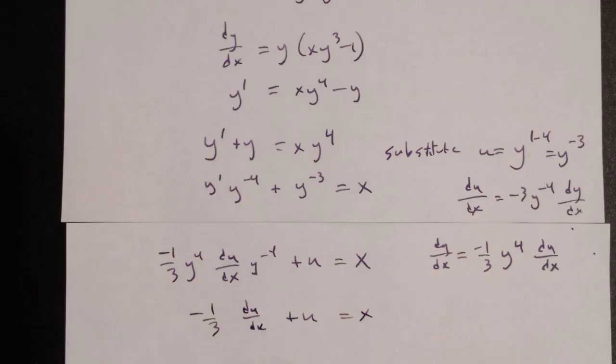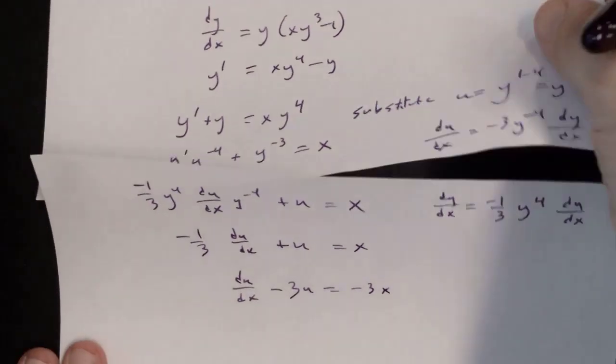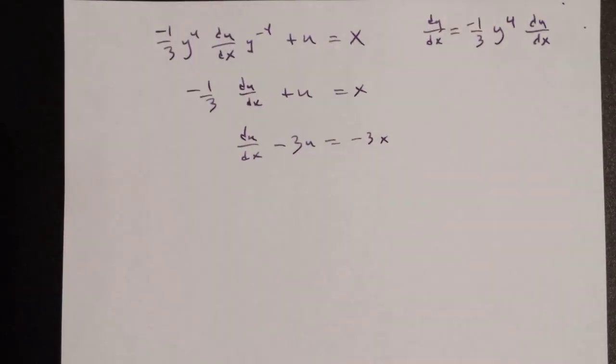Multiply through by negative 3. At which point, I hear in the back of my head, son of a, that's linear. It's linear in U, not in Y.